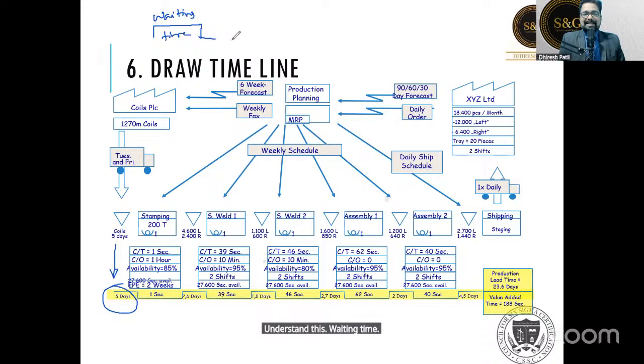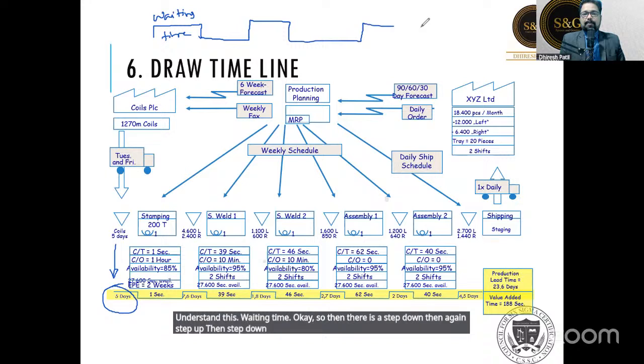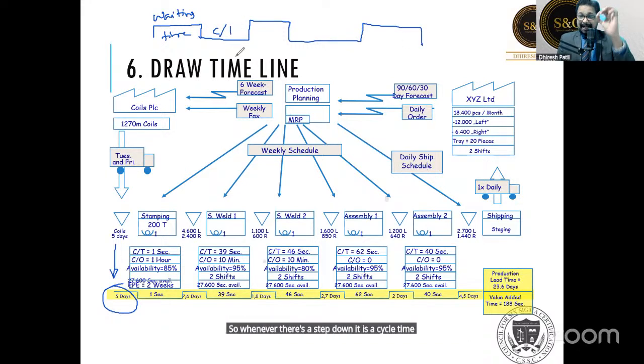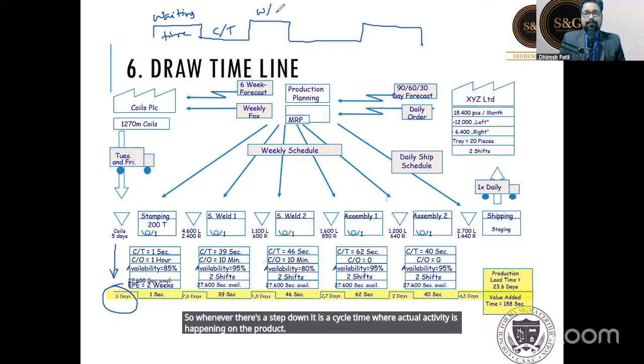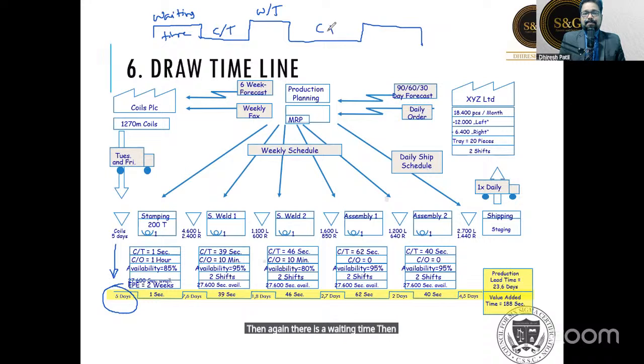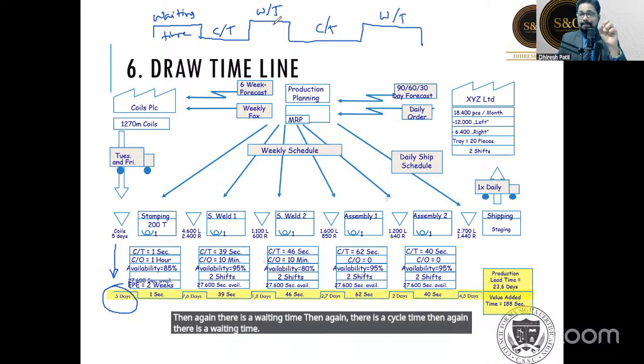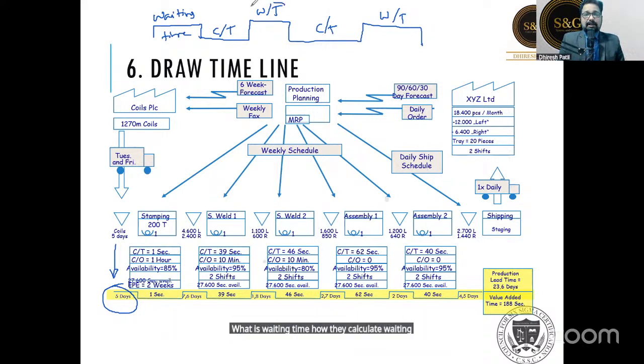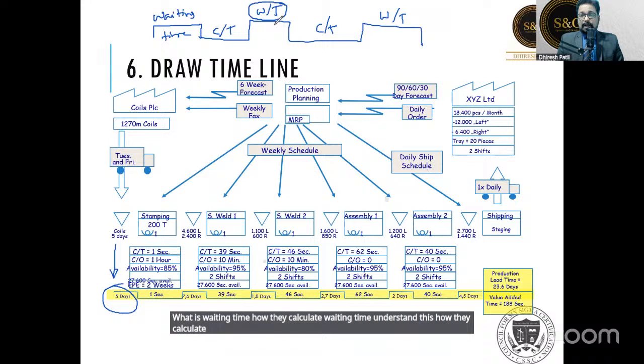Then there is a step down, then again a step up, then a step down, then again a step up. Whenever there is a step down, it is a cycle time where the actual activity is happening on the product. Then again there is a waiting time, then again a cycle time, then again a waiting time. So how do they calculate the waiting time? Waiting time is nothing but inventory multiplied by cycle time. Understand this.